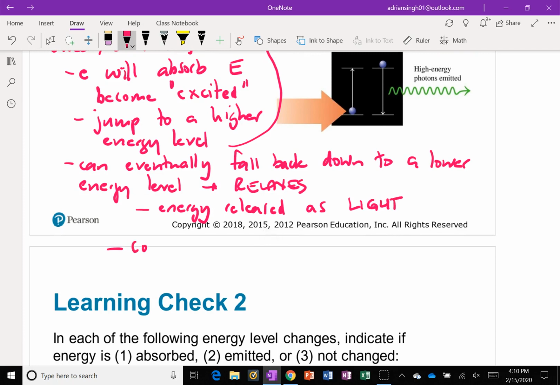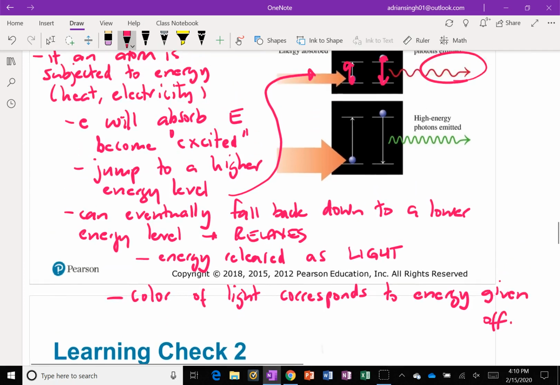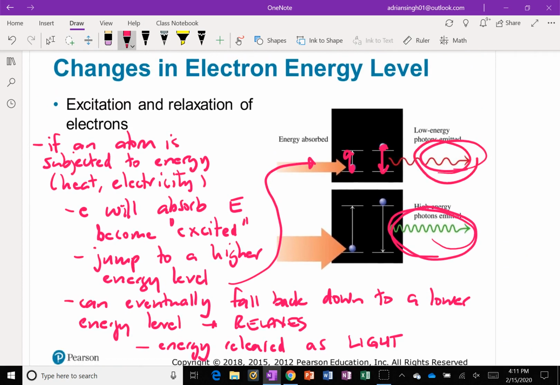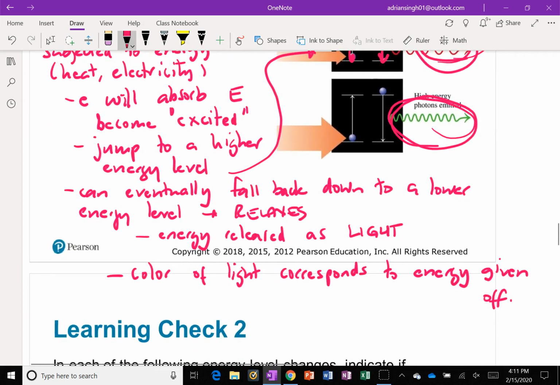And the color of the light corresponds to the energy given off. Now we know the energy associated with each color. So for instance, if we see green light, that means that more energy is given off than if we see something like red or orange light being given off. So the color that we see is indicative of that.